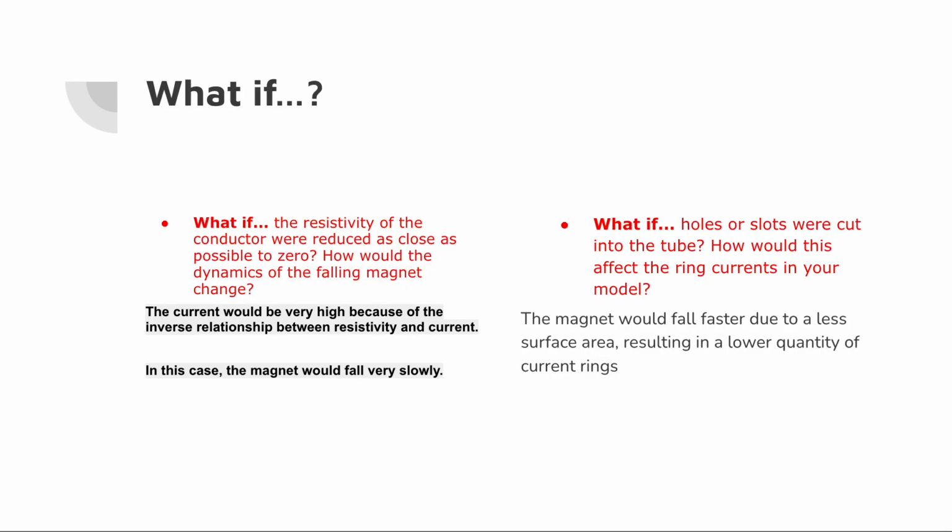So in conclusion, we'll do our what-ifs. What if the resistivity of the conductor were reduced as close as possible to 0? Well, the current would be very high because there's an inverse relationship between the resistivity and the current. So in this case, the magnet would fall very slowly.